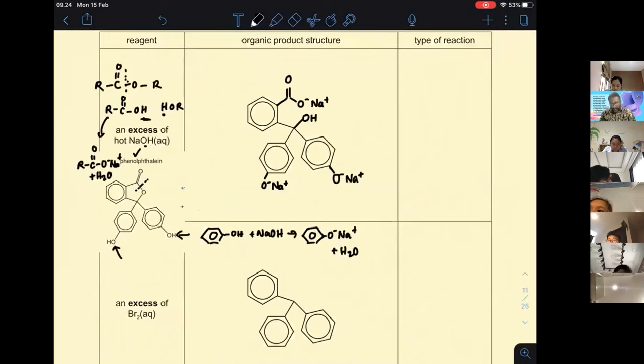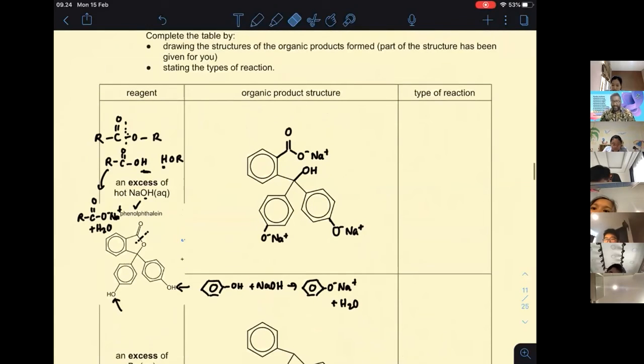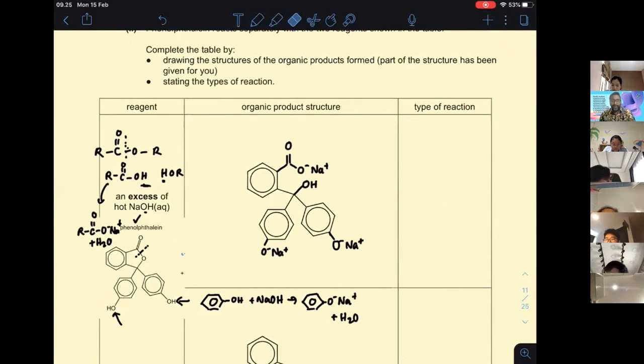In the marking key they have mentioned plus water over here. Actually that is correct, because why? When you do hydrolysis, when this is broken, you are going to get water. But again, please take note, they want the organic product. Water is not an organic product. So even though the marking key mentioned it, I don't think we need to write it.